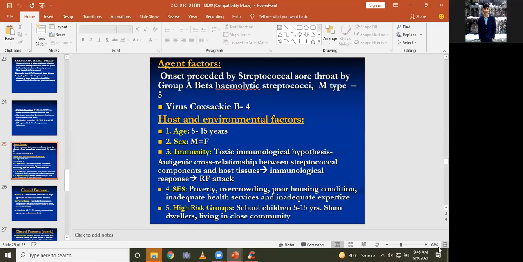As for the socioeconomic status, it has been seen that this is a disease of poverty, overcrowding, and poor housing conditions. There are more chances because of rapid transmission of infection, and definitely inadequate health services and expertise. No expert doctor is available to diagnose the disease at the earliest possible time. That is, the streptococcal infection is not diagnosed in time, and medicines are not given in time in poor and overcrowded conditions.